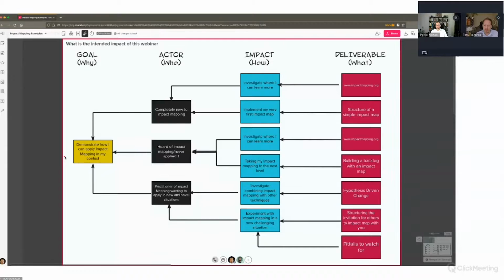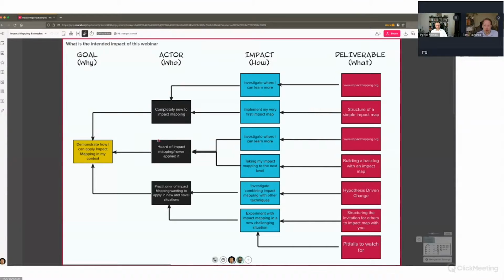In other words, reach a goal whereby you, as the viewer, the audience, can demonstrate how you might apply impact mapping in your context. And I'm sure there are more than just these three actors or three personas, whatever you want to think of them as. But the three I came up with just briefly were someone who's brand new, never heard of impact mapping before. All of this, I'm learning it for the first time. It's new news to me.